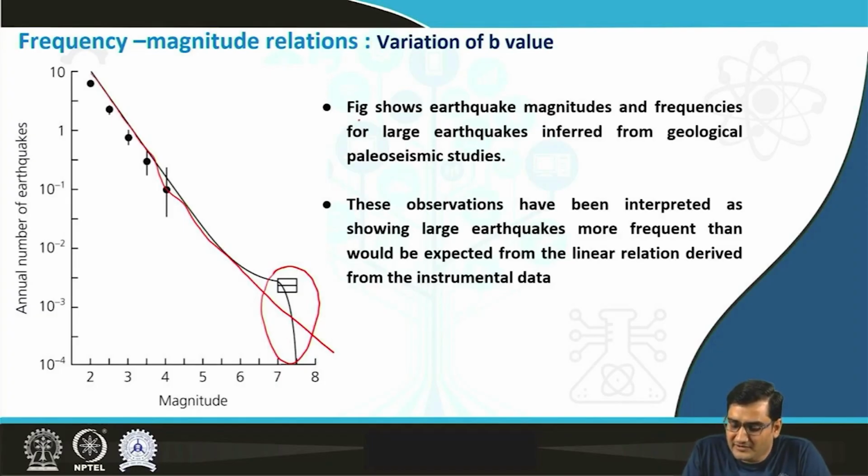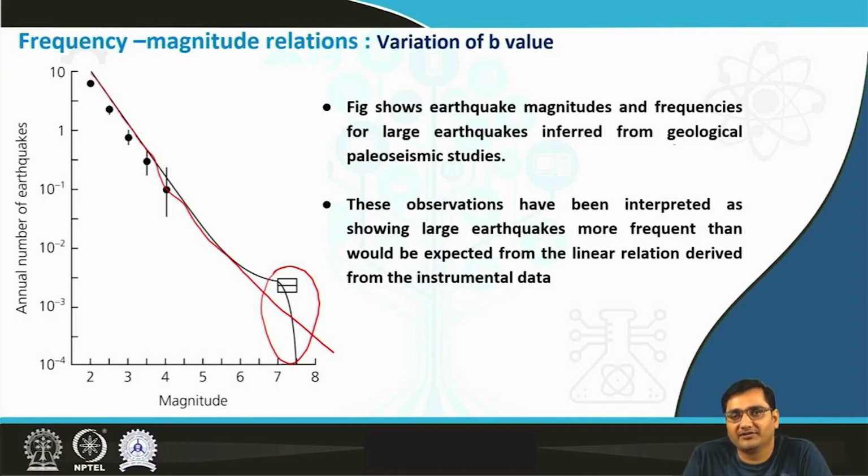You can see the figure shows earthquake magnitudes and frequencies for the large earthquakes inferred from geological paleoseismic studies. These observations have been interpreted as showing large earthquakes more frequent than would be expected from the linear relation derived from the instrumental data.